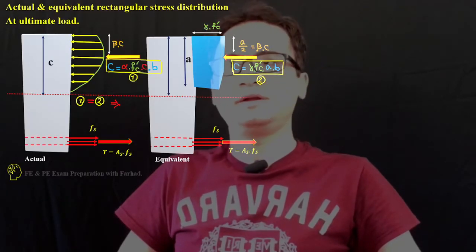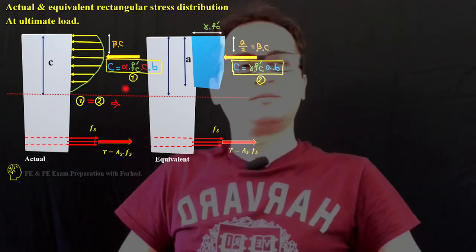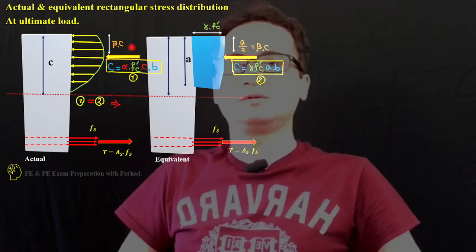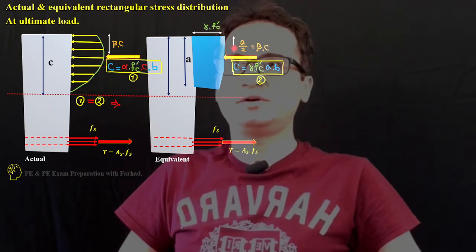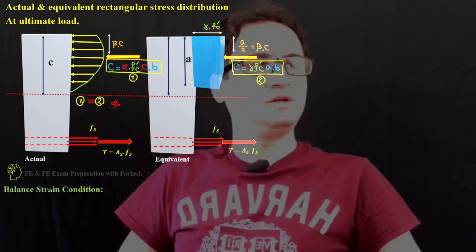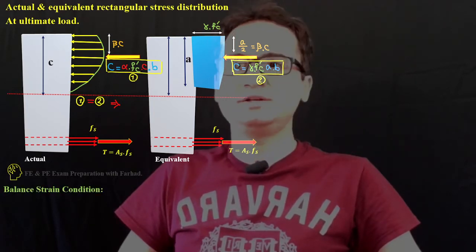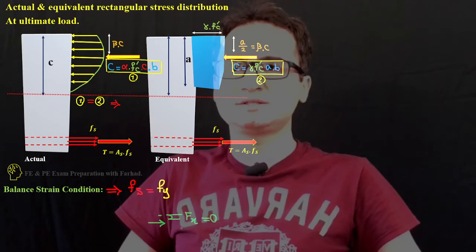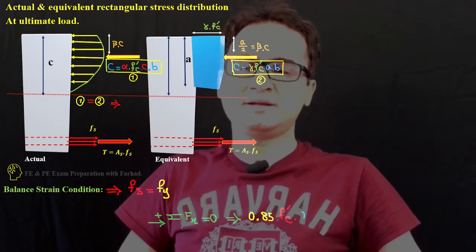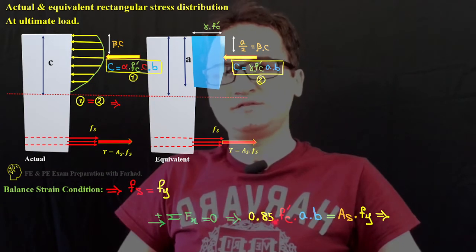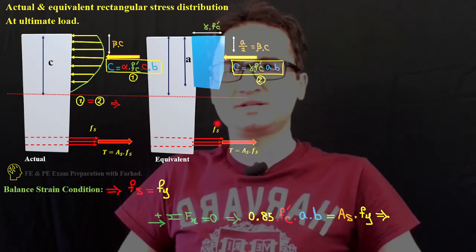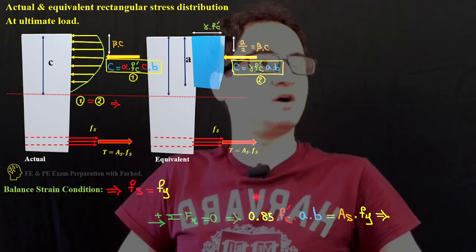If you remember, in replacing the actual distribution, this parabola, with the rectangular distribution of Whitney, if you develop the balance condition, this summation of forces goes zero. In that case, the summation of Fx goes zero, and the compressive part of concrete is equal to the tensile part of steel in terms of their forces.